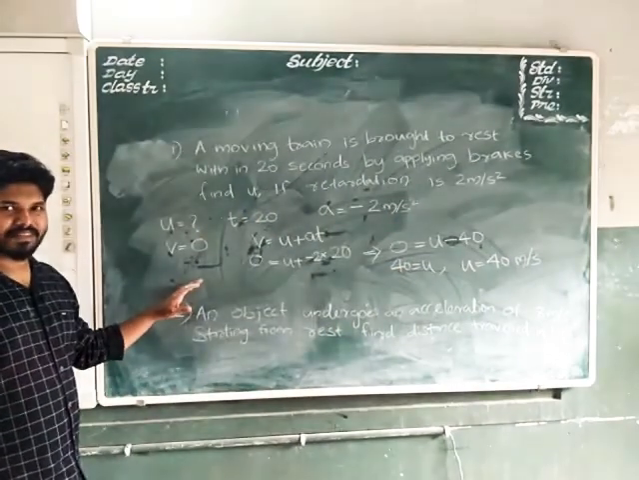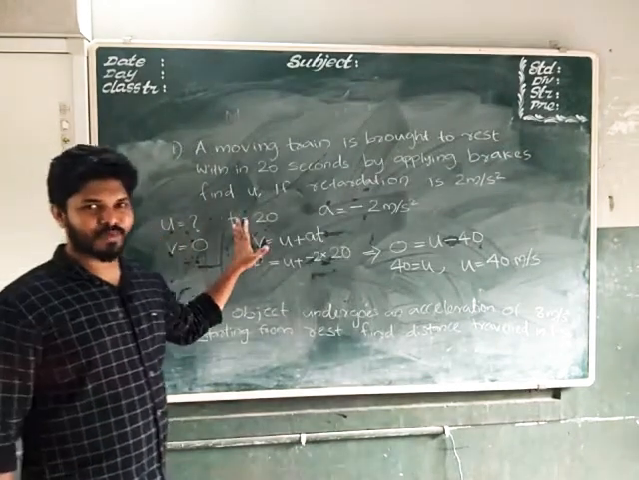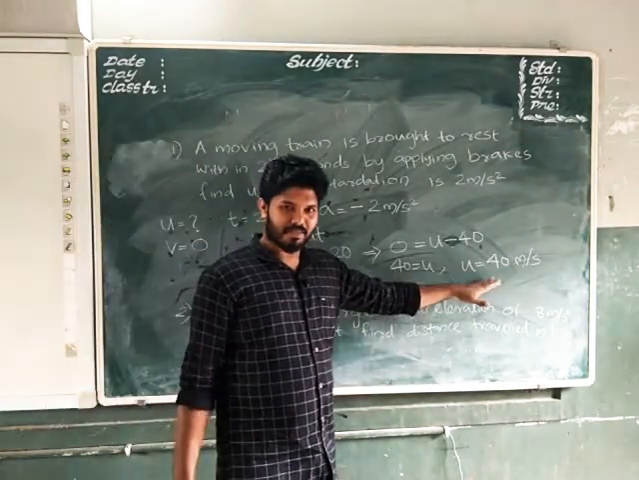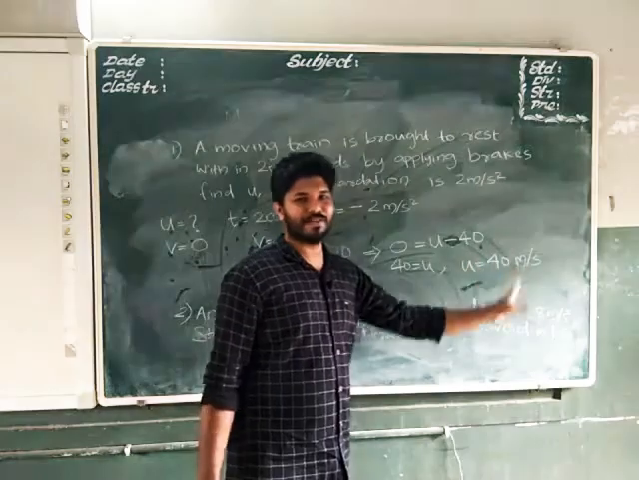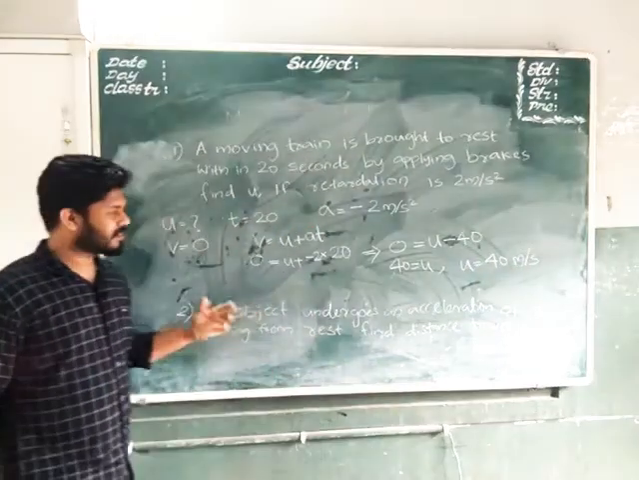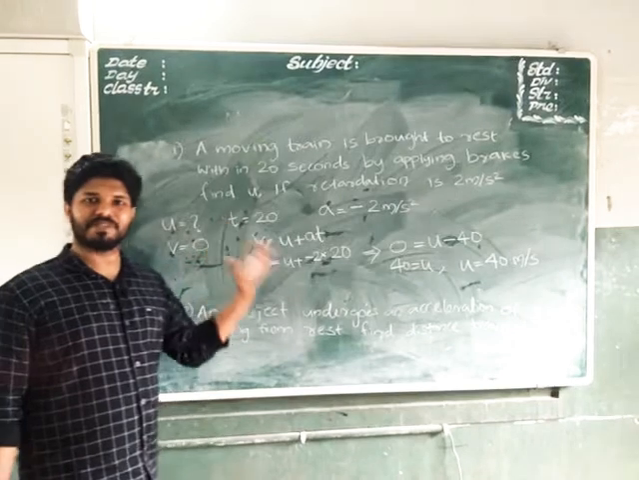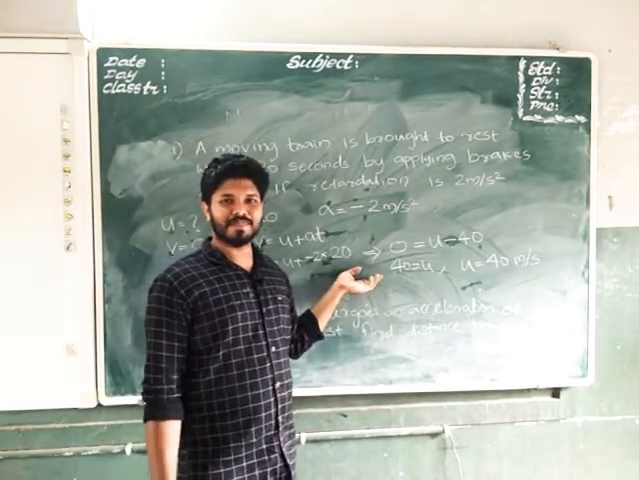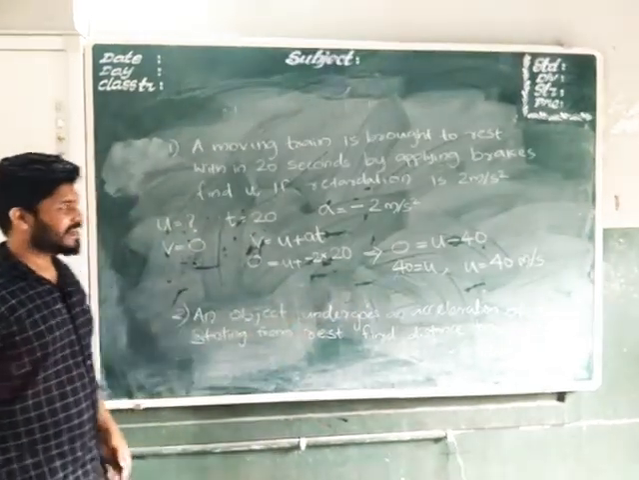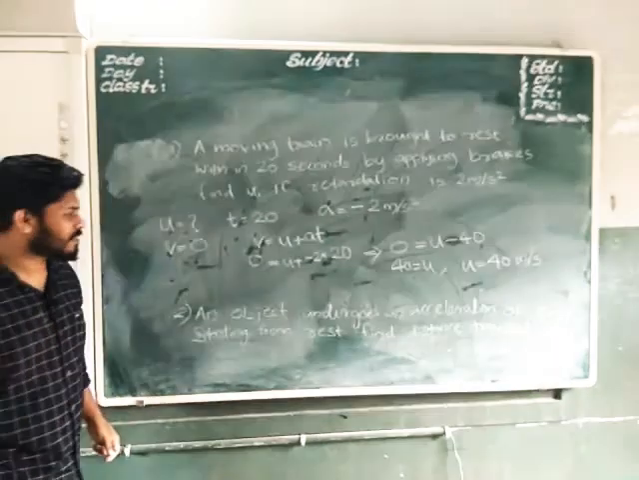Isn't it very easy? Just go through the question once more and watch till u equal to 40 meter per second. This will not take even 5 minutes for this section, and you will be getting 3 marks. Very easy question, isn't it? Going to the next section.